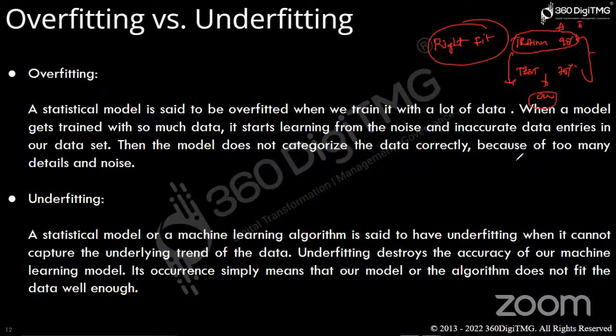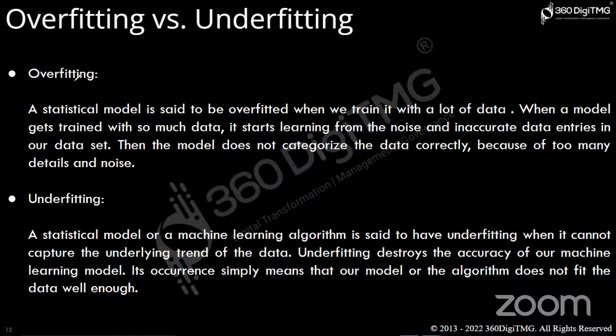And one more condition is where my model is failing in training itself. In training, I am getting only 70%. What am I going to do? I am not going to proceed with the model further, and I am not going to look into testing again. Here only my model has failed. So this condition is called underfitting. The same thing we can see here.